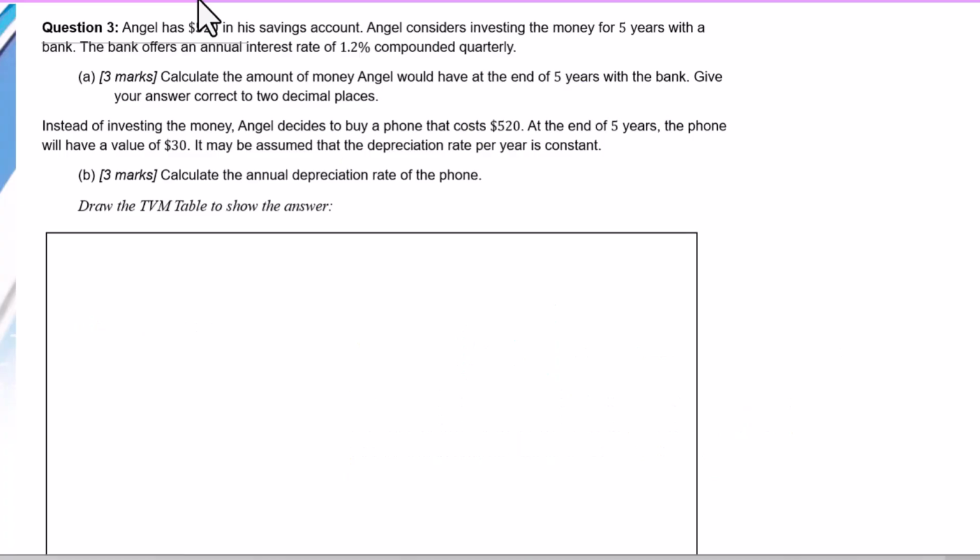Question 3. Andrew has $520 in his saving account. Andrew considers investing the money for 5 years with a bank. The bank offers an annual interest rate of 1.2% compounded quarterly. Calculate the amount of money Andrew would have at the end of 5 years with a bank. Give your answer correct to 2 decimal places.